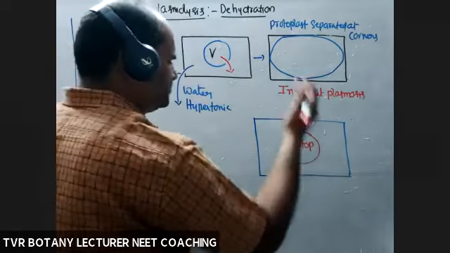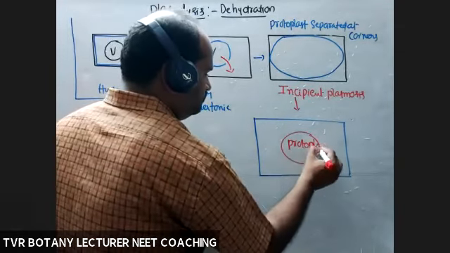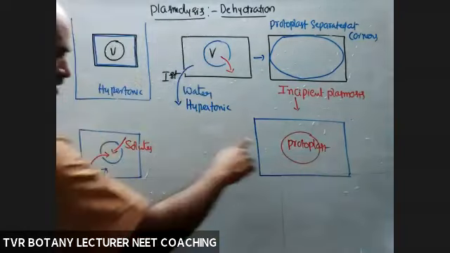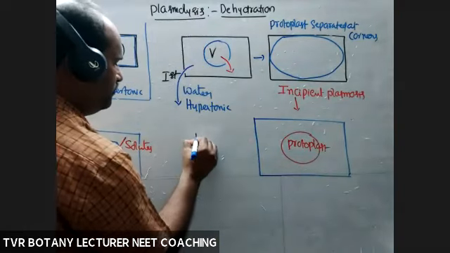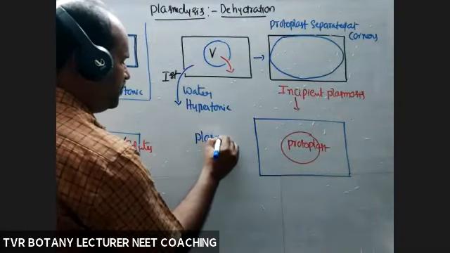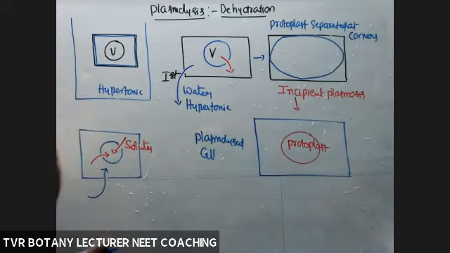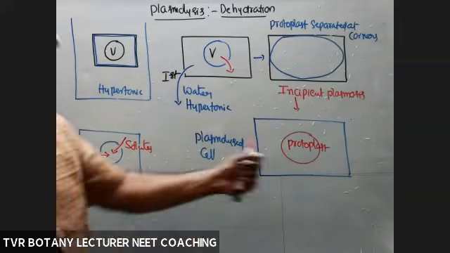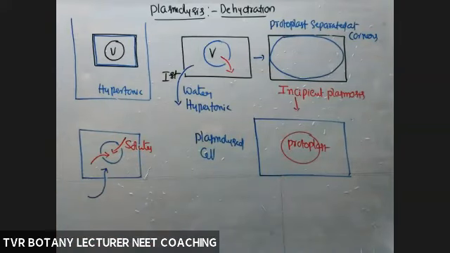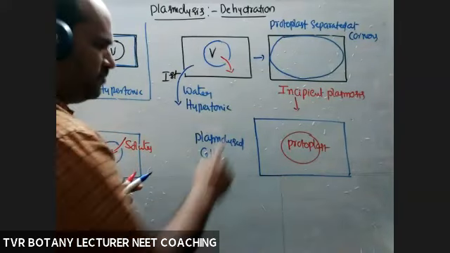Contracted means complete, maximum loss of water. Now this cell is called a plasmolyzed cell, dehydrated to the maximum extent. The next stage is the death of the cell. Water is very little, only 1% or 2%. So this is a plasmolyzed cell.